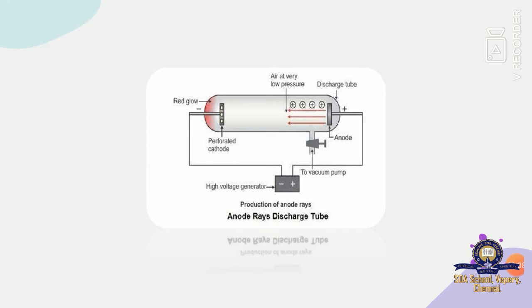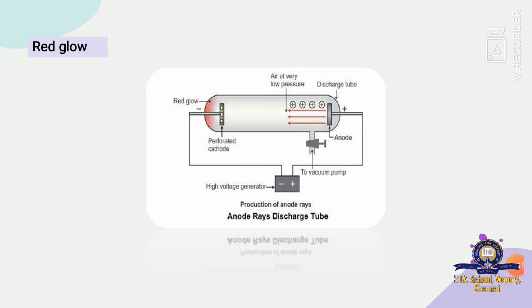Goldstein is a scientist. He repeated this cathode ray tube experiment several times, and he used a perforated cathode. So here you can see the perforated cathode. Perforated means it will have holes in it, and then he observed that when the ray passes through these holes, a red glow appears on the opposite side of anode. This is anode, and on the opposite side you can see the red glow.